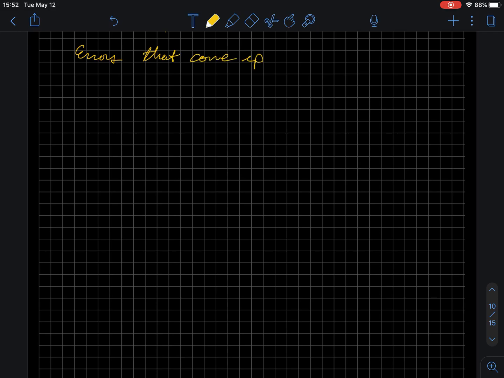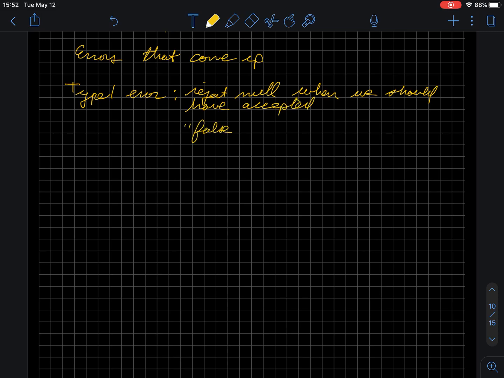One is what's called a type 1 error. This is when we reject the null when we should have accepted. This is something that's called a false positive.